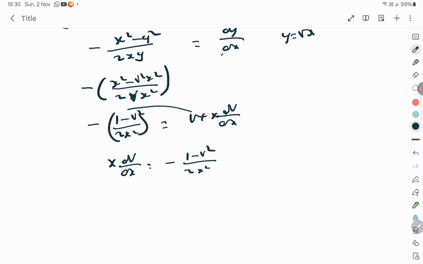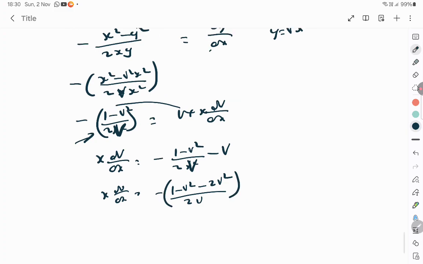The x square got cancelled, and we have to write 2v again. When I take x square outside, it cancels and becomes 1 minus v square by 2v. So 1 minus v square by 2v minus v. So then because this v is coming that side, no? So x into dv by dx is equal to minus of 1 minus v square minus 2v square by 2v. This can be solved, right? Because this minus sign is not totally, it's just minus of minus.